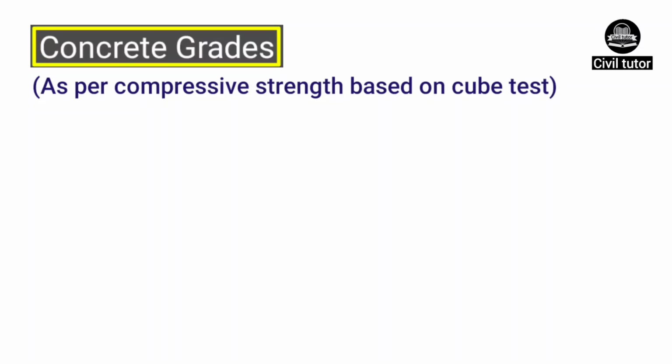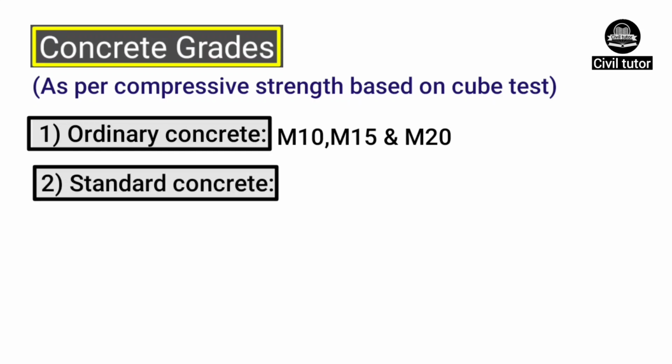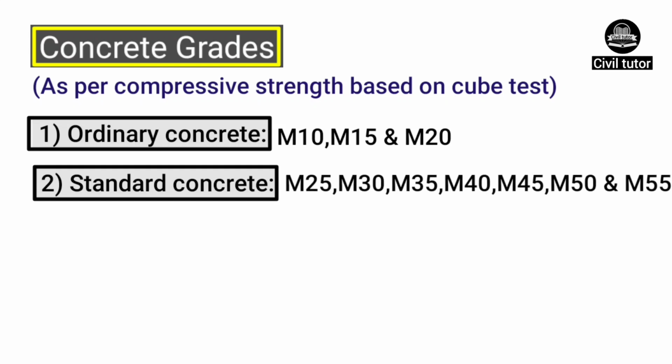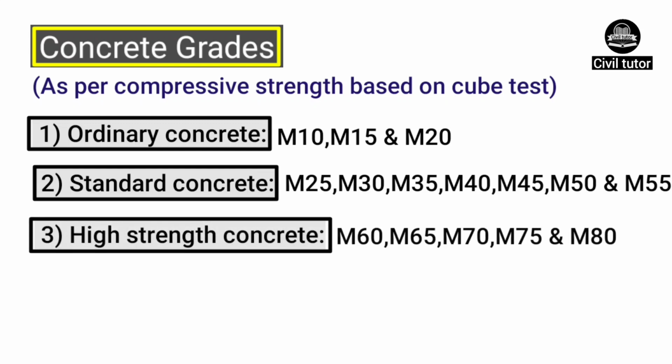Generally, there are three groups of concrete grades. The first one is ordinary concrete, which is represented by M10, M15 and M20. The second one is standard concrete, which is represented by M25, M30, M35, M40, M45, M50 and M55. The third one is high strength concrete, which includes M60, M65, M70 and M80.